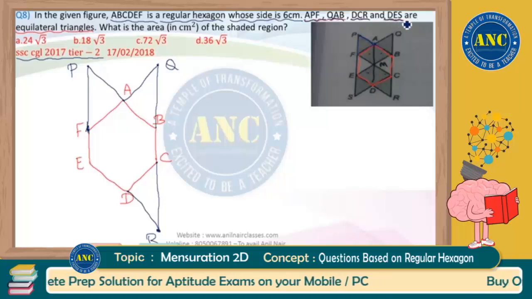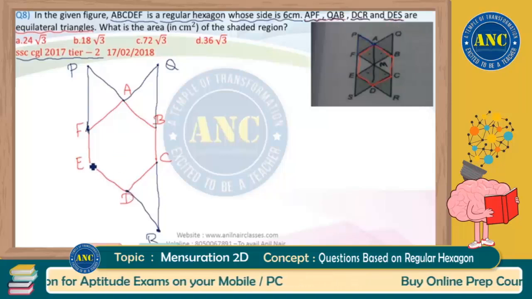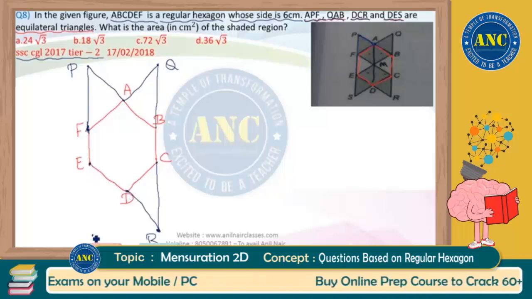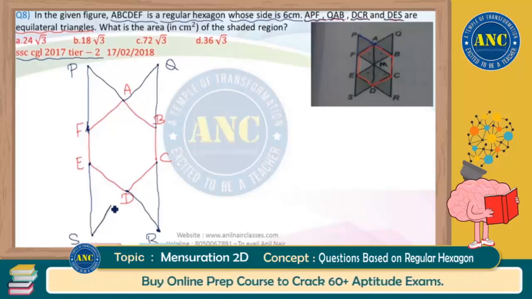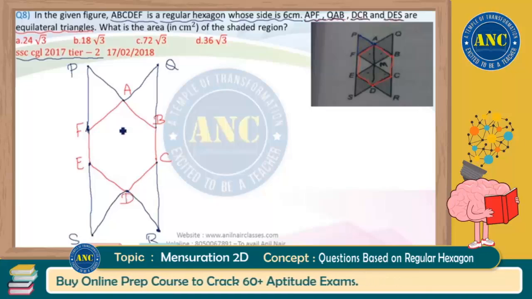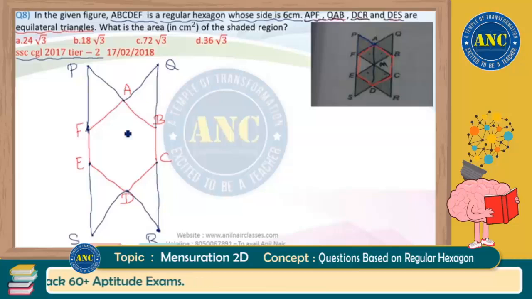And DES, let me put a point here called as yes. DES, this is another equilateral triangle. This is what they have given. That is the reason the diagram came up like that, right? In the right hand side, what they have already mentioned: what is the area of the shaded region?